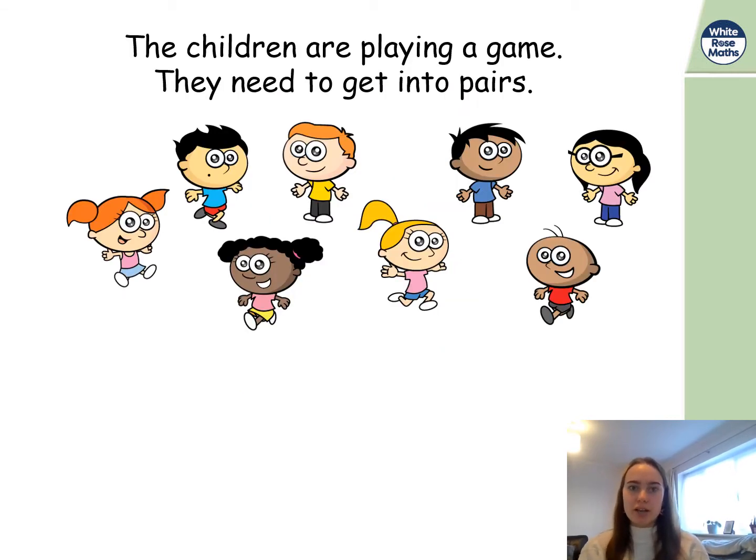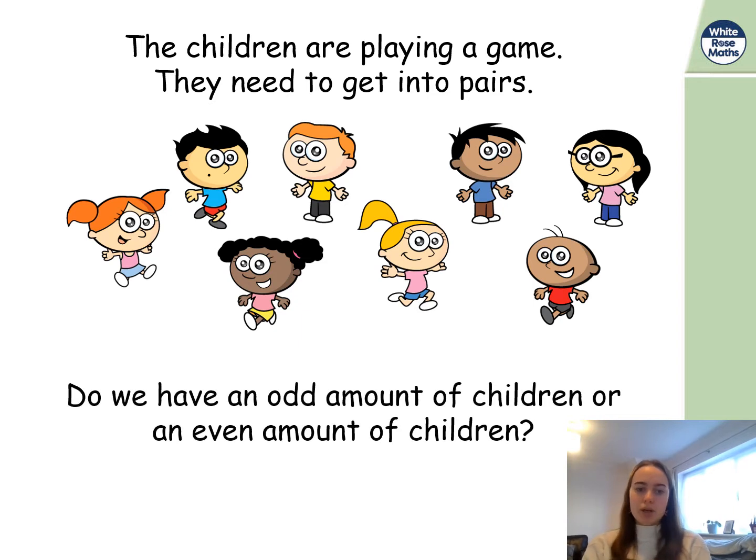So using that information, our odd and our even numbers, let's have a look at this. The children are playing a game. They need to get into pairs. Do we have an odd amount of children or an even amount of children? We've got 2, 4, 6, 8. So have a think on a piece of Numicon. Has that got an extra little bit coming up, or does it have 2 holes for each?